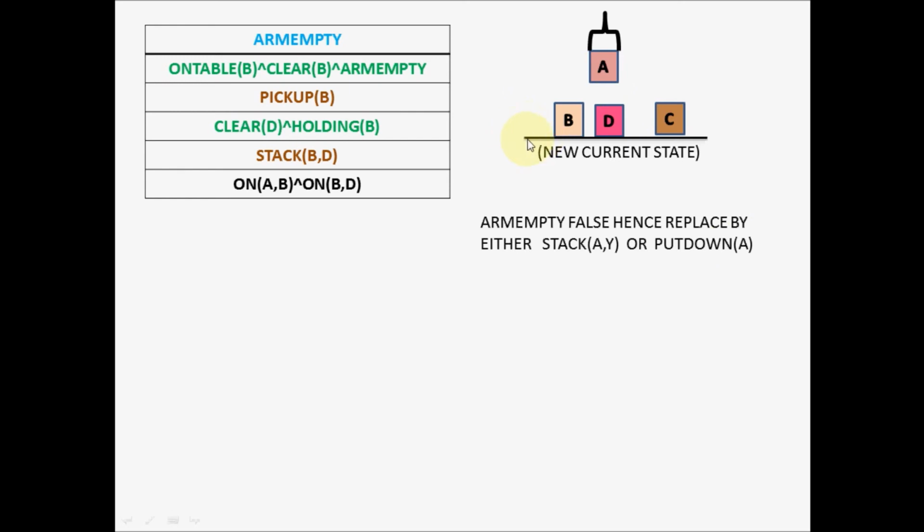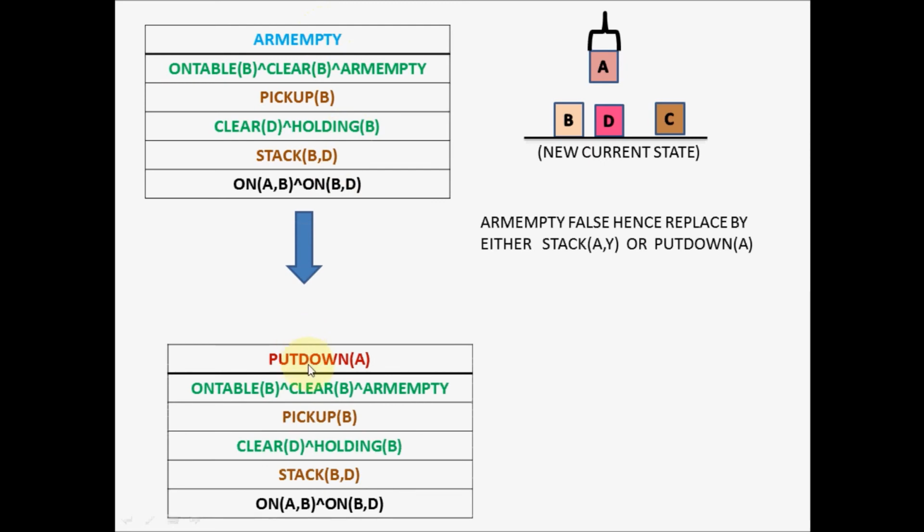Put down means block A is put down on the table. From these two actions, the stack action still has a question mark because we are not sure what Y is. It could be B, D or C. We would have to explore and find out whether our decision was correct or wrong. So it is better that I go for the put down action because it is clearer. We replace arm empty with put down A because it is very easy to execute.